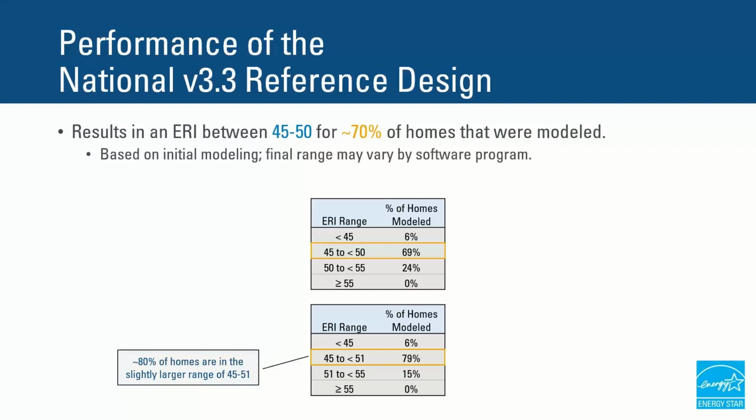But the shorthand that we generally have used for National Version 3.2 of the program is that the Energy Star ERI target is about 45 to 55 for most homes. So the proposal for National Version 3.3 is essentially tightening that up to a 5-point range for most homes.